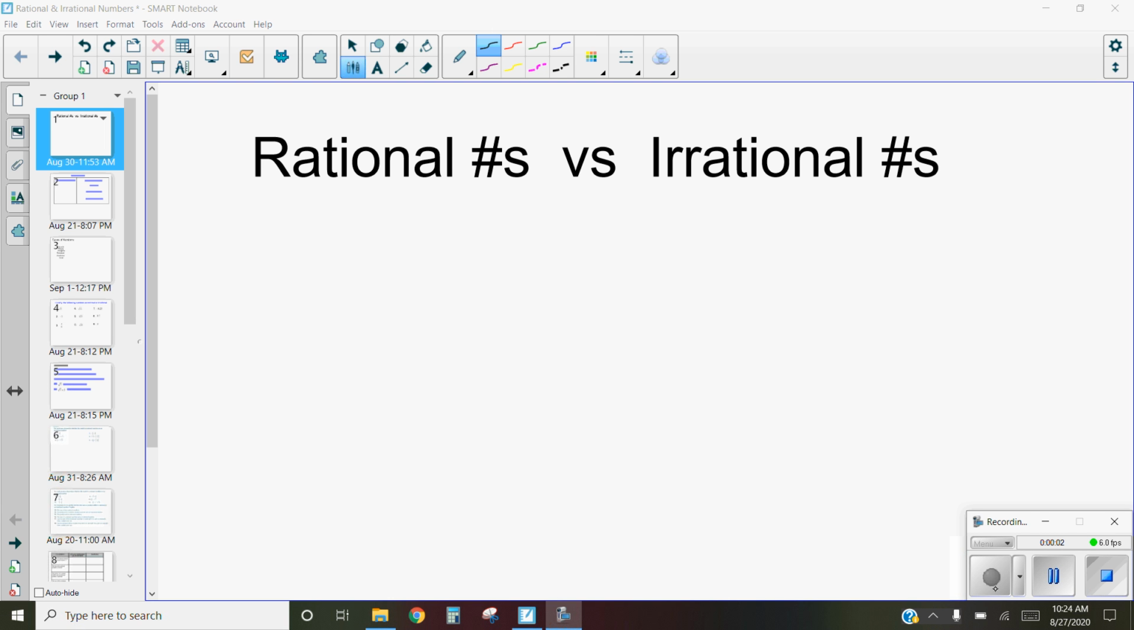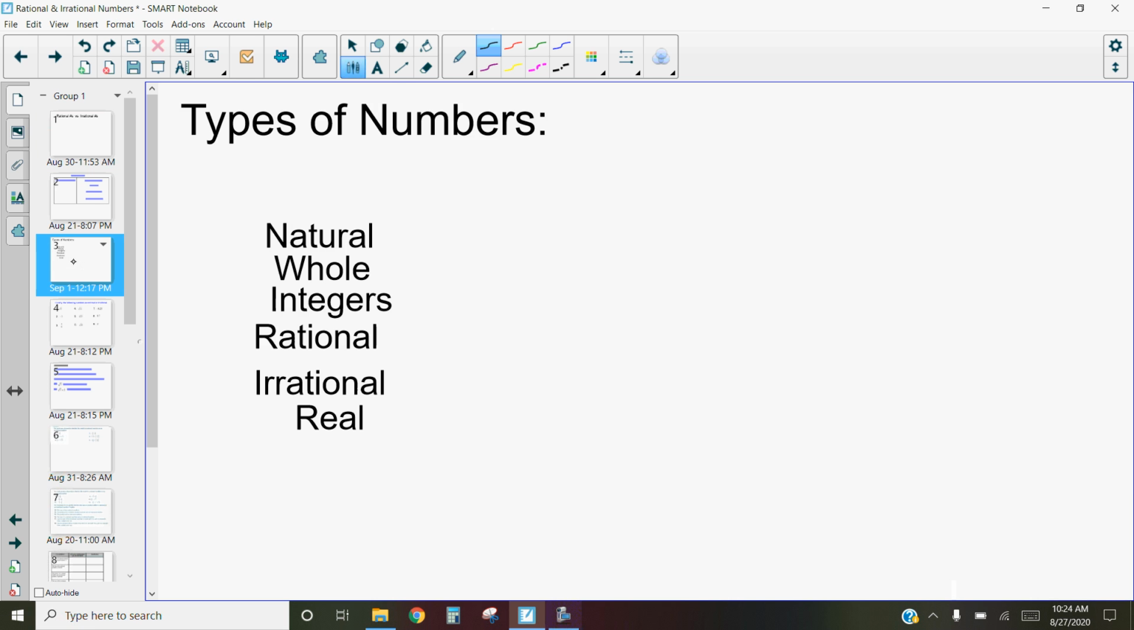Hi, this is Mrs. Kidman, and I am so excited to be talking to you about one of my favorite topics, rational numbers versus irrational numbers. So let's start by taking a look at some different types of numbers.